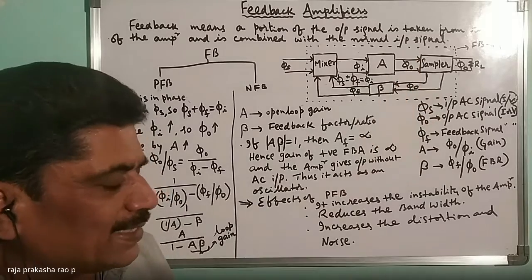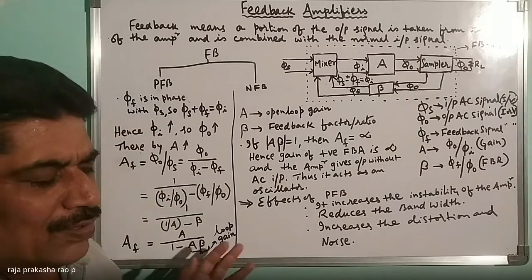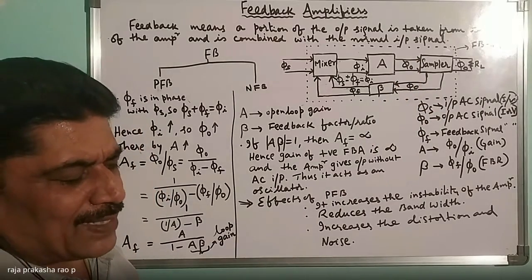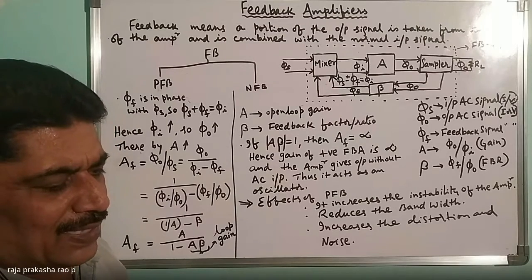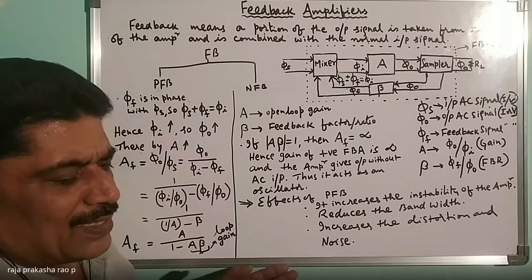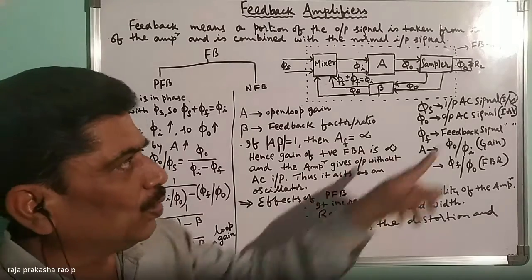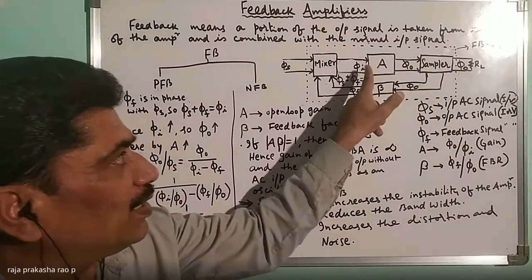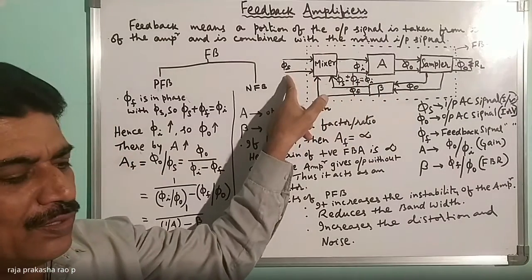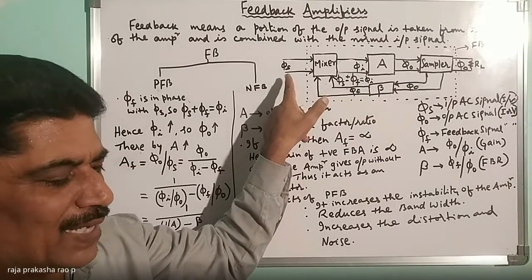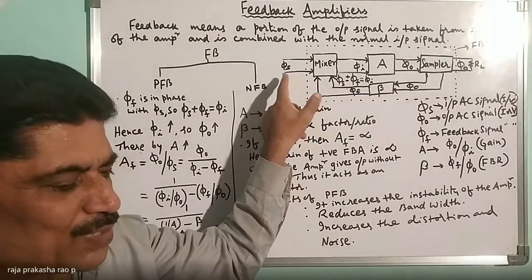Now we connect this amplifier to load and also to the input signal. Then it acts as an amplifier. Otherwise, we call it a normal transistor. The transistor will act as an amplifier when it is connected to load and when its input is connected to some small AC signal. Here phi S is the small AC signal.